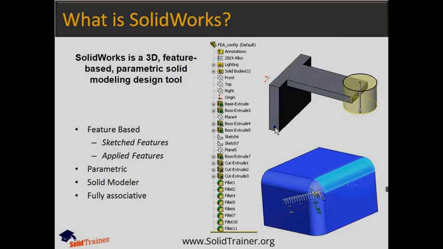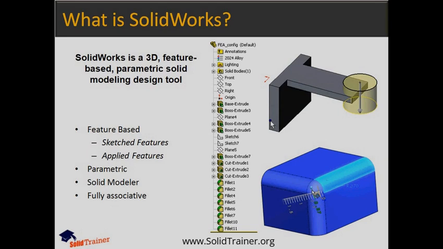Now that we have understood what CAD is and what 2D and 3D are, let us come ahead and understand what SolidWorks is all about. SolidWorks Mechanical Design Automation software is a feature-based parametric solid modeling design tool which takes advantage of the easy-to-learn Windows graphical user interface. Let us now understand the terms used in this definition.